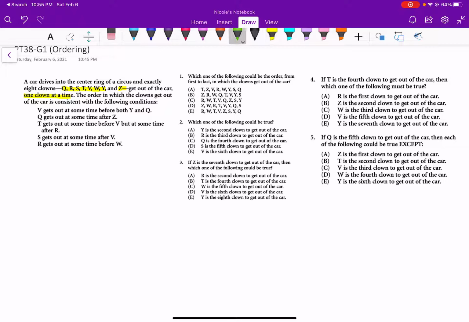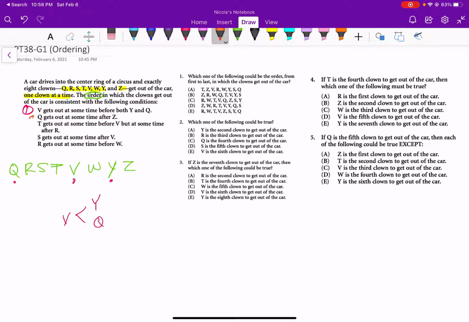So this is going to be an ordering game because we're literally putting them in order of how the clowns get out of the car. So our clowns are Q, R, S, T, V, W, Y, and Z. And they follow the following constraints. Okay, so number 1 is V gets out at some time before both Y and Q. So we have V, and it's going to get out of the car before both Y and Q. Cool.